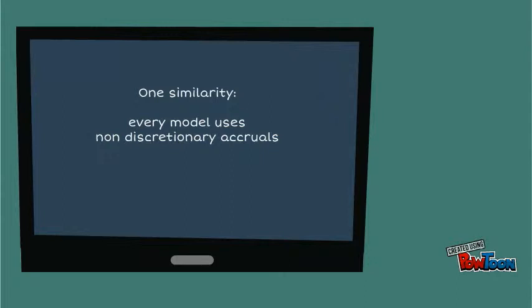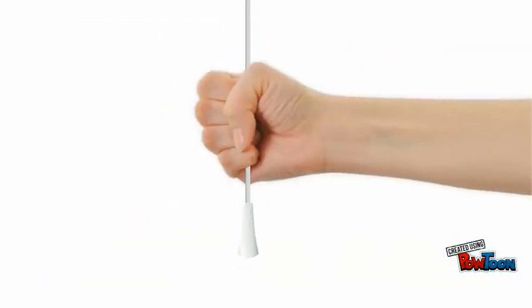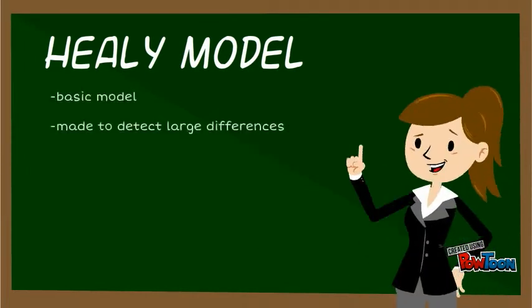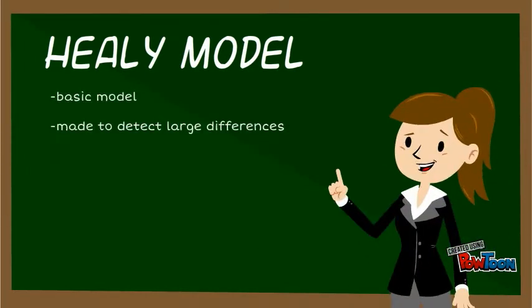Every model uses non-discretionary accruals as a measure for earnings management. The first model is the basic model, on which all other models are based. The Healy model basically makes a comparison between a prior situation where earnings are managed upwards and a following situation where they are managed downwards. The purpose of a model is to detect large differences.